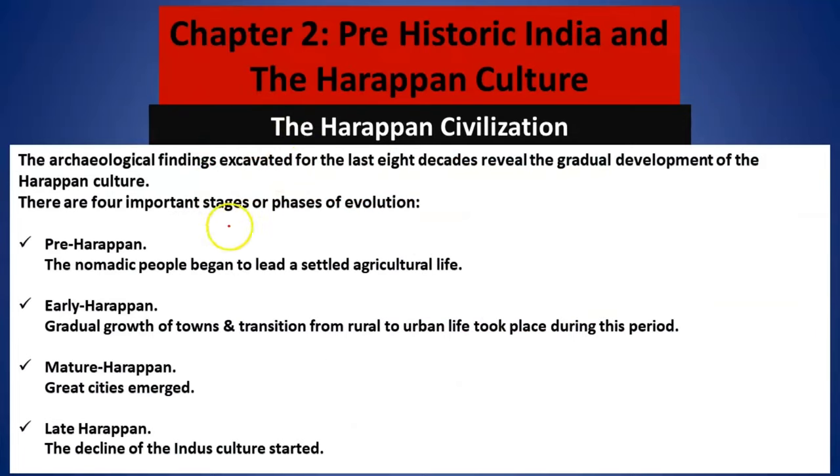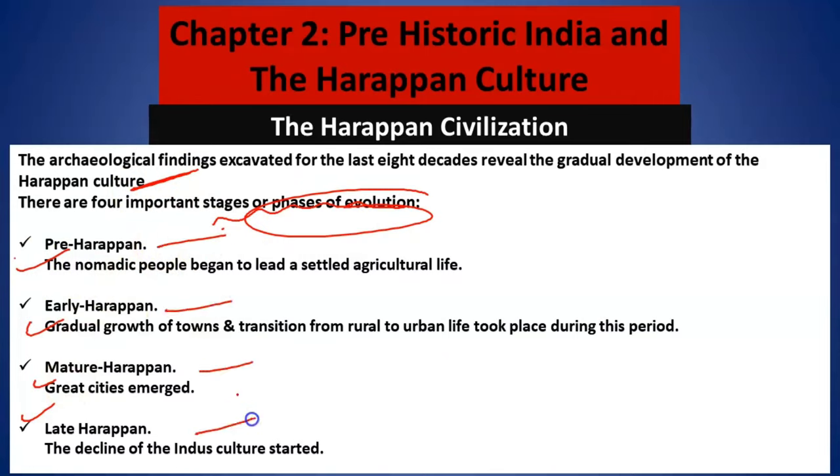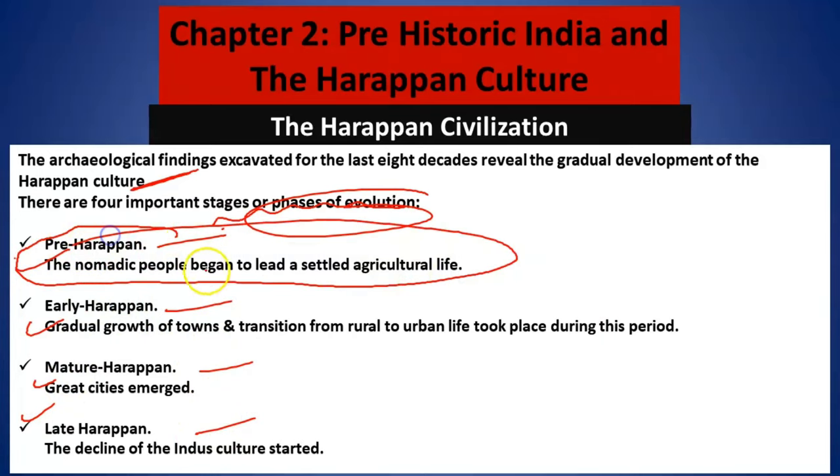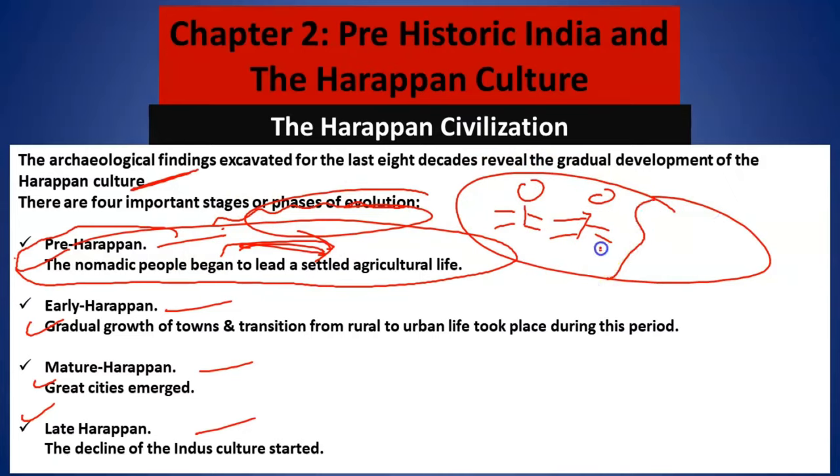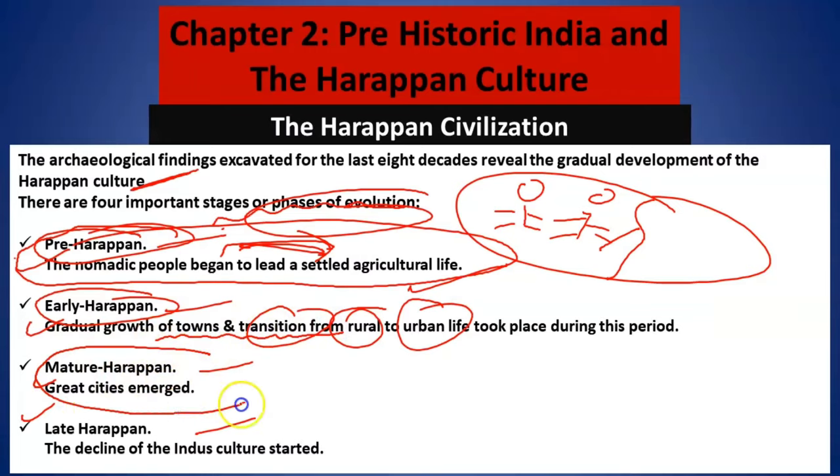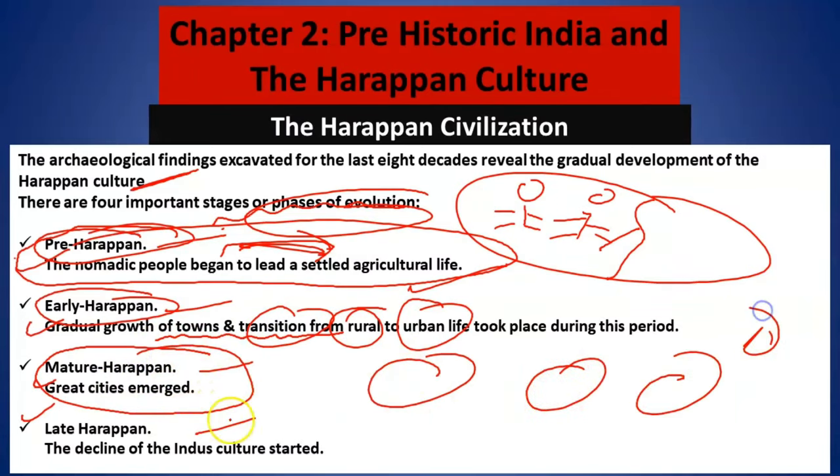Now, when we talk about the important stages or phases of evolution of this Harappan culture, it can be divided into four parts: pre-Harappan, early Harappan, mature and late. Pre-Harappan is the earliest time, when they started to lead a settled agricultural life. Right now there were nomadic people around this Indus River, and they started to live an agricultural life. In early Harappan, they moved from rural to urban life and started growing towns. This was the transition phase. Mature Harappan is the main phase, wherein these big cities emerged. And lately, in the late Harappan, the decline of the civilization started. We'll look at how the decline happened.